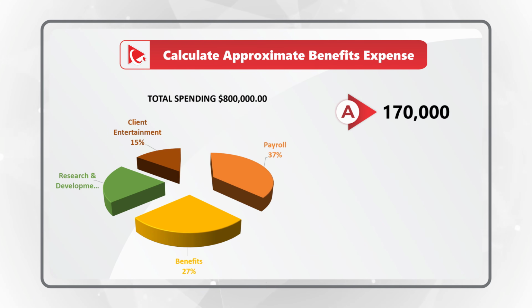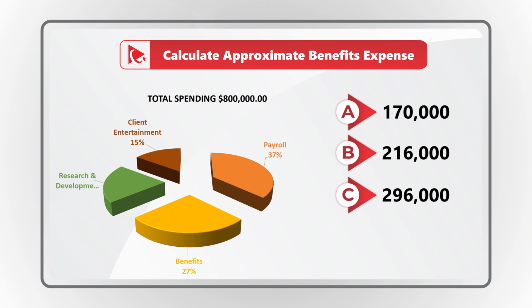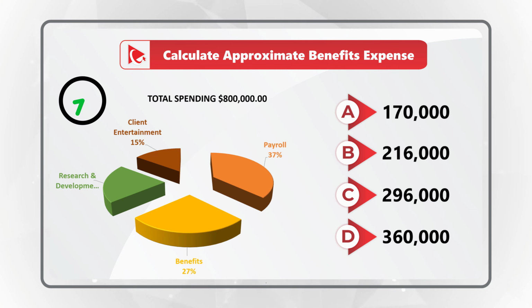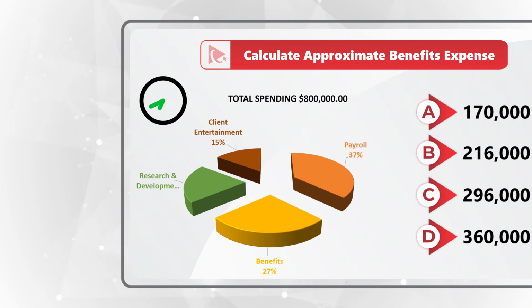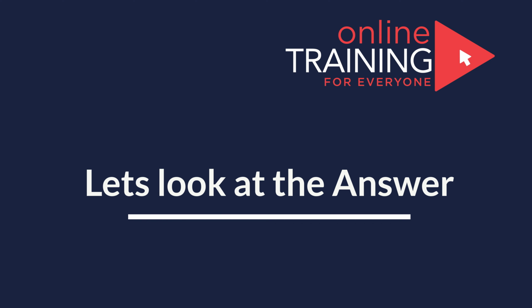Choice A, 170,000. Choice B, 216,000. Choice C, 296,000. And choice D, $360,000. Take a close look, maybe pause this video to see if you can do some mental math and come up with the solution. Ready or not, I am moving forward to share with you my version of the solution. And obviously, if you have a better way to solve it, please make sure to share in comments.